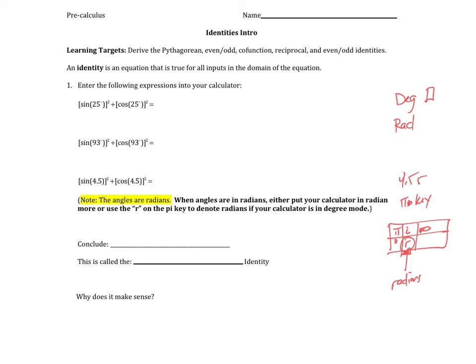Okay, so I hope you tried these, and I hope that you found, when you calculated all of these, that they turned out to be 1. And from this, we're going to make a generalization, and we're going to conclude, although this isn't a proof, that sine squared theta, where theta is any angle, plus cosine squared theta is equal to 1.